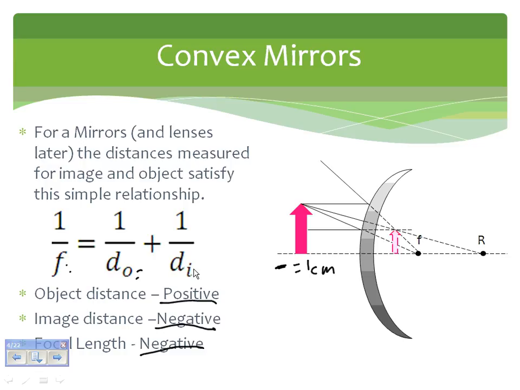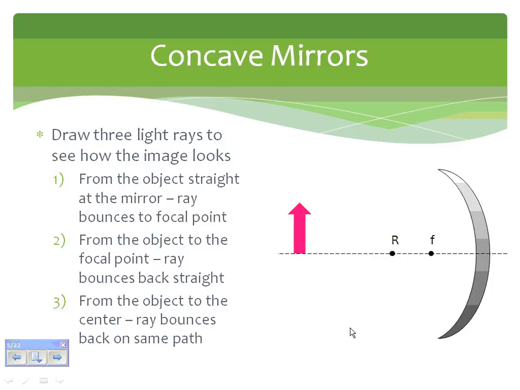Okay, once you have calculated where DI is supposed to be, you're going to draw in your ray diagram to show that it is in fact right there. Okay, I want you to do that for every single example. Okay, when you're done with that, you can move on to concave mirrors.